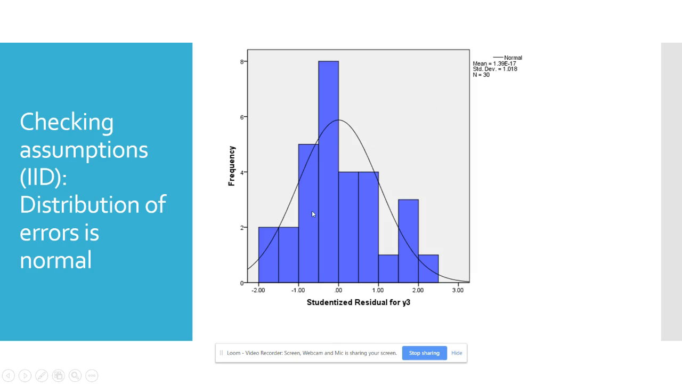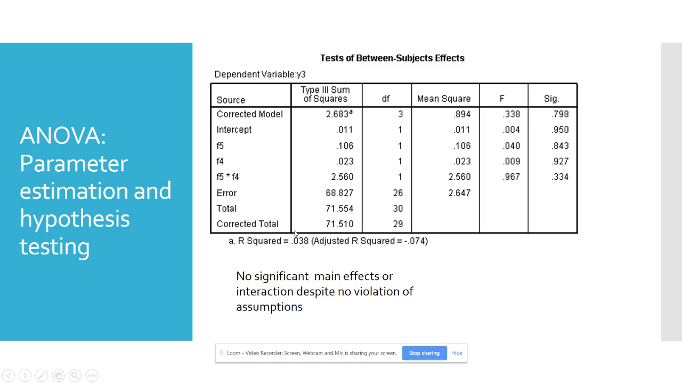The last assumption to check is that the distribution of errors is normal. You can also check the homogeneity of errors here by looking at the distribution. Looking at the standardized residuals, you can see that the values are evenly distributed. It's a pretty normal distribution, so it meets that assumption.